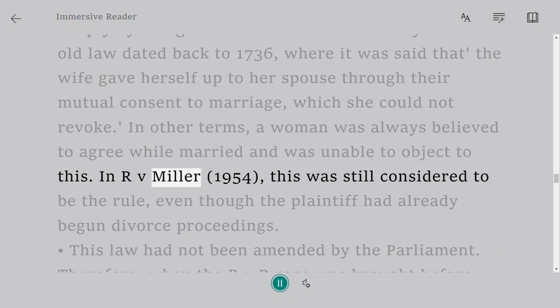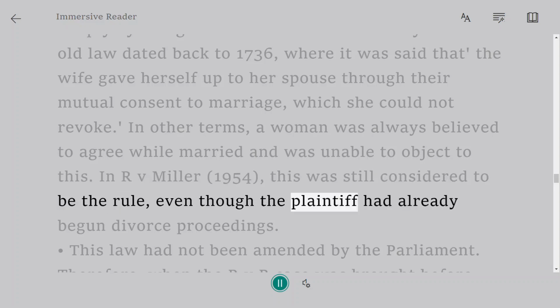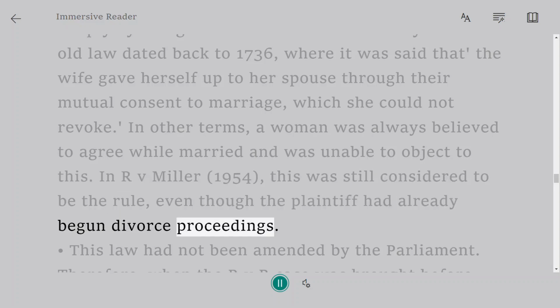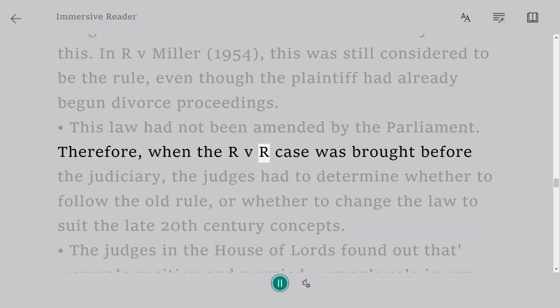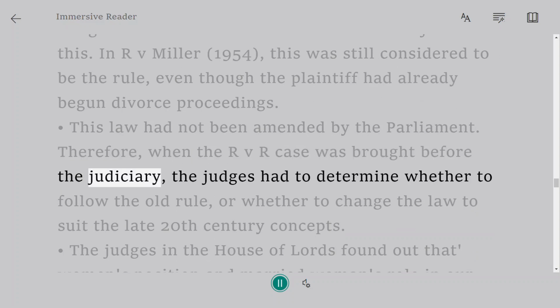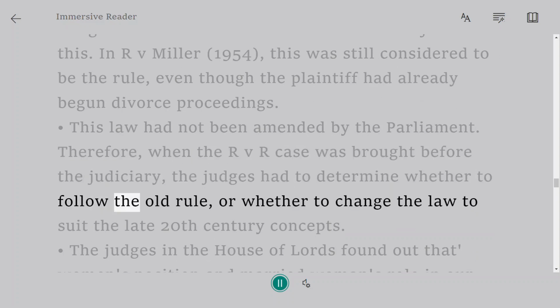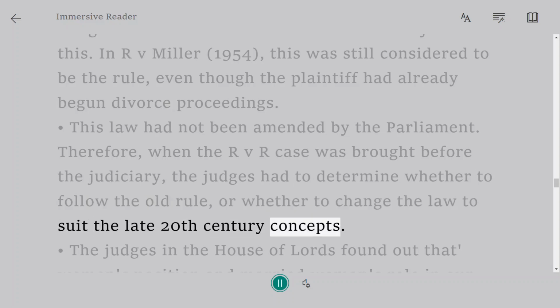In R v. Miller, 1954, this was still considered to be the rule, even though the wife had already begun divorce proceedings. This law had not been amended by Parliament. Therefore, when the R v. R case was brought before the judiciary, the judges had to determine whether to follow the old rule, or whether to change the law to suit late 20th century concepts.